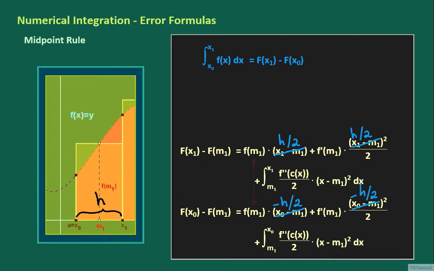On the right side, we have little f of m sub 1 times h over 2 minus little f of m sub 1 times negative h over 2. Now h over 2 minus negative h over 2 becomes h over 2 plus h over 2, which is equal to h. And so the first term is equal to little f of m sub 1 times h. The square of h over 2 is the same as the square of minus h over 2, and so the first derivative terms from the two equations cancel out.